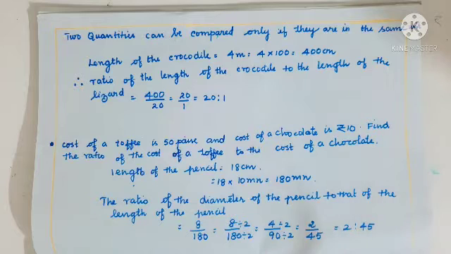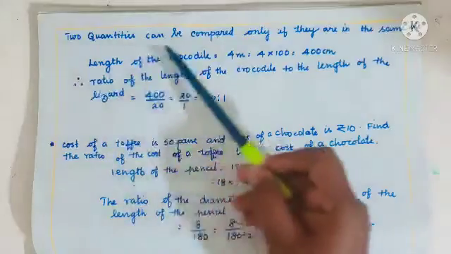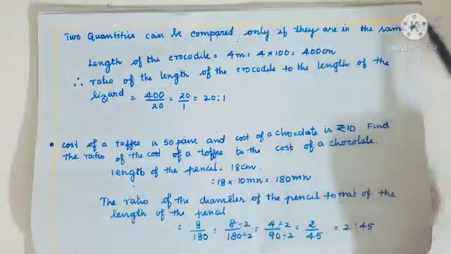Only the units are the same. The units should be the same. Here the lizard is 20 centimeters, but the crocodile is 4 meters. So one is in centimeters and the other in meters, and both you can't compare. The two quantities can be compared only if they are in the same units.